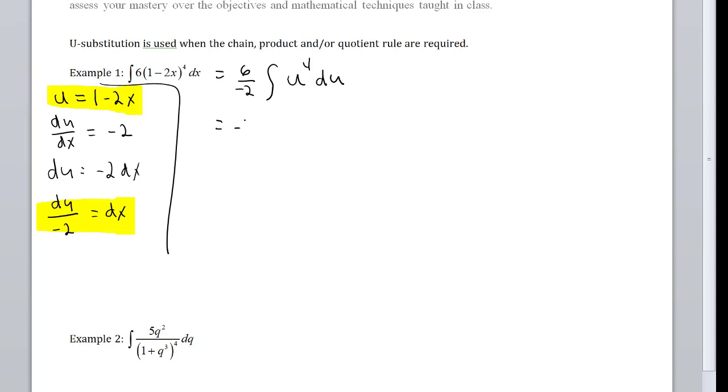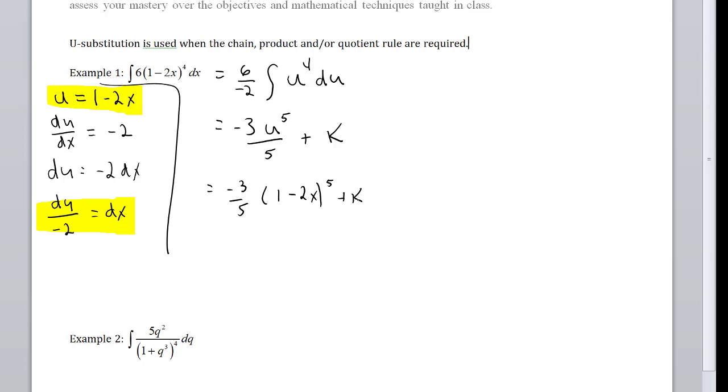And of course, we can do a little simplification there. The antiderivative of U to the 4th: add 1 to the exponent, divide by that new exponent, plus K. And then always put back in the U. And that's our answer.